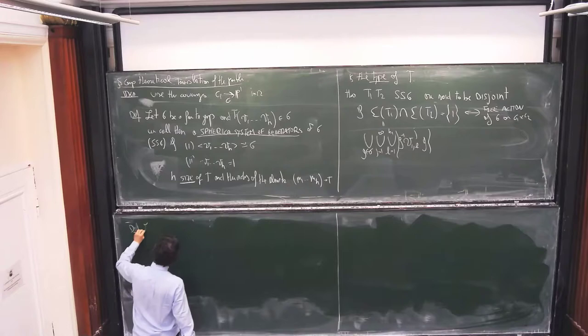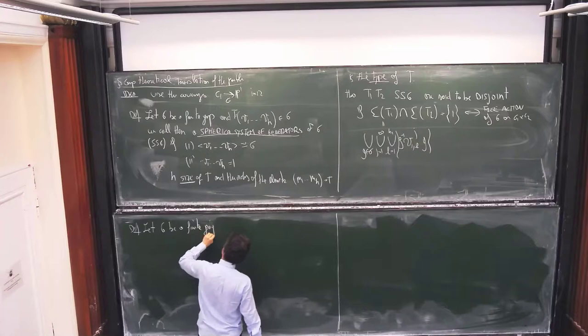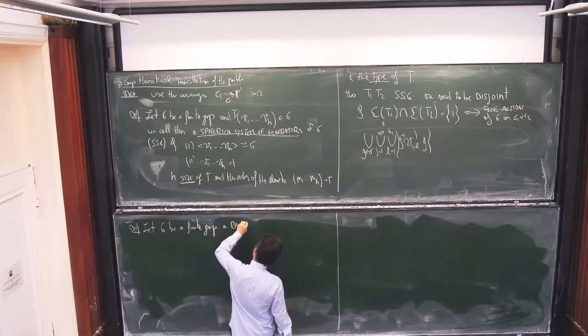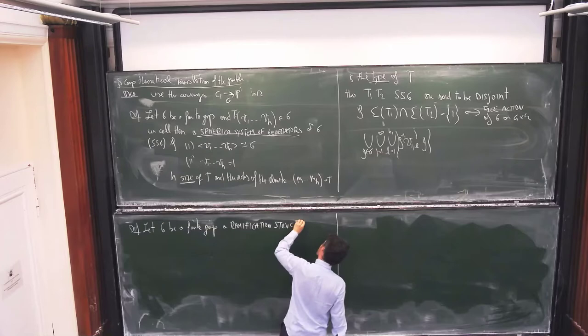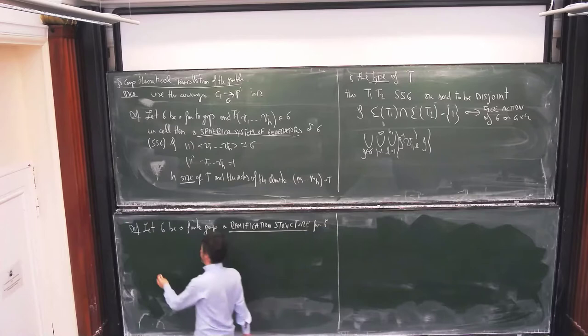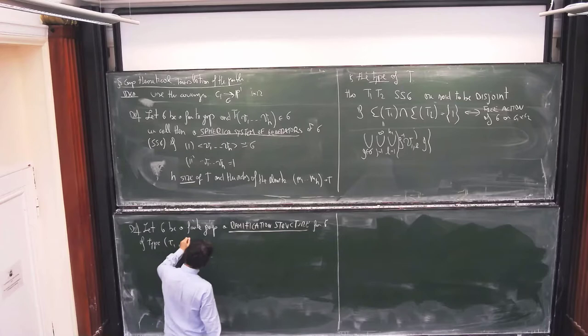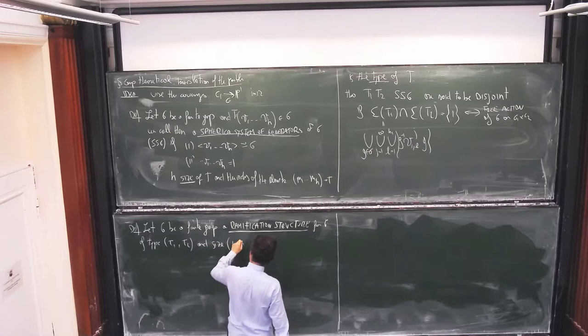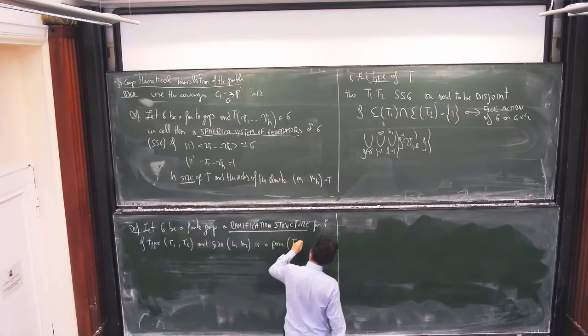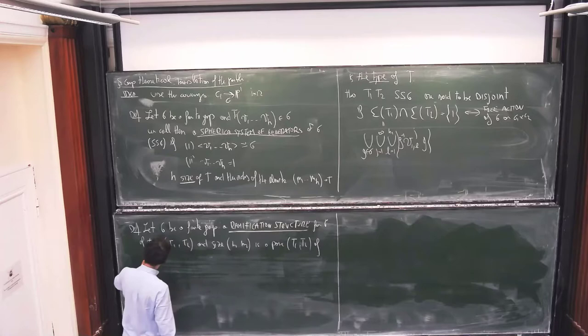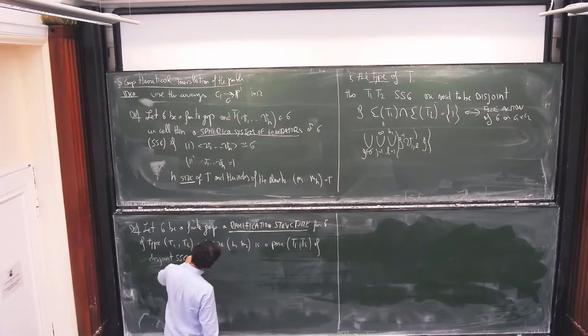Let G be a finite group. A ramification structure for G of type tau1 and tau2 and size H1, H2 is a pair T1, T2 of disjoint SSG with both type and size.